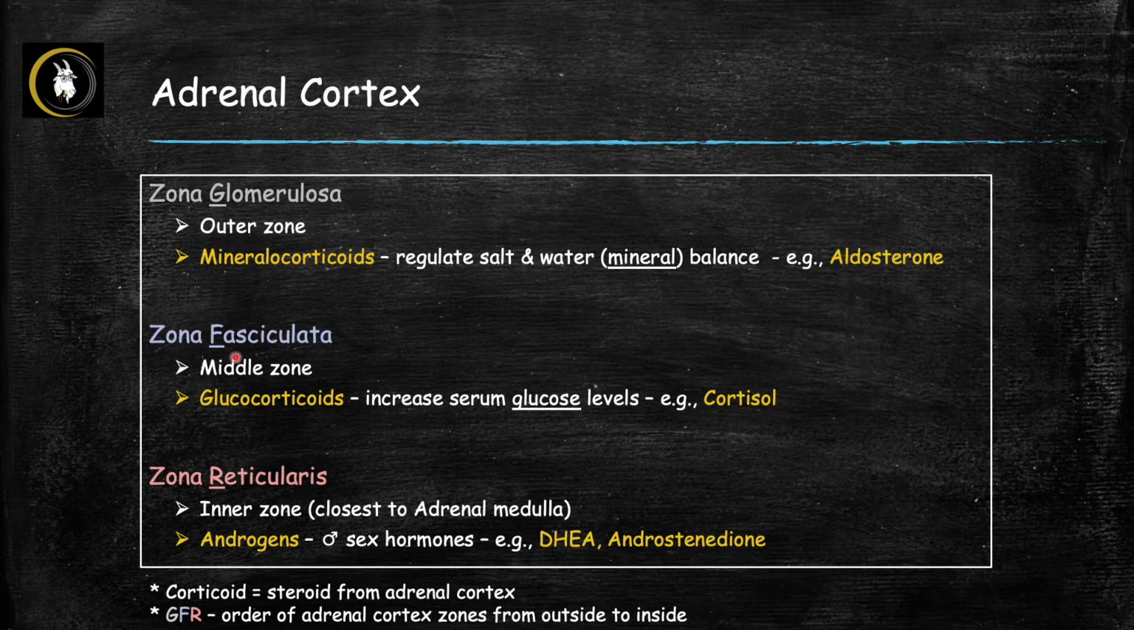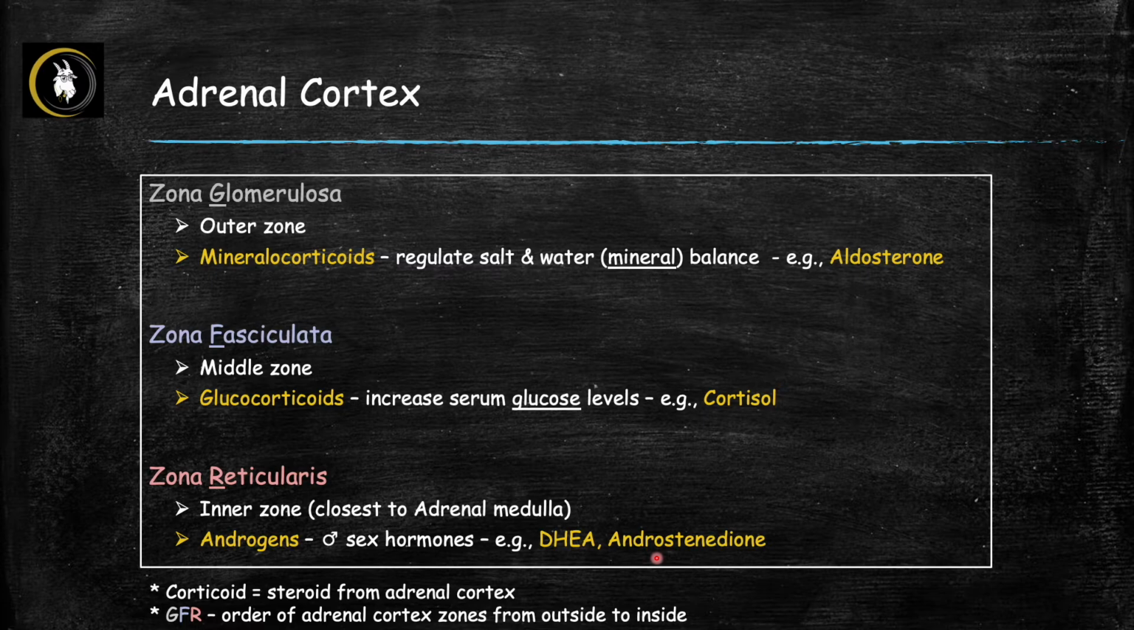Then we have the zona fasciculata, the middle zone, and the main hormones here are glucocorticoids. They're called that because one of their main functions is to increase serum glucose levels, hence glucocorticoids. The main example here is cortisol. Finally, the innermost zone, the one closest to the adrenal medulla in the center of the organ, is the zona reticularis, and their main hormones are androgens, which are male sex hormones, mainly DHEA and androstenedione.